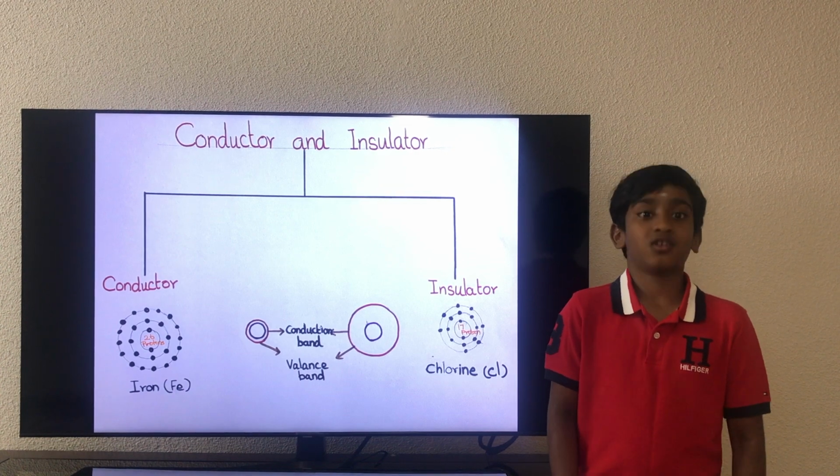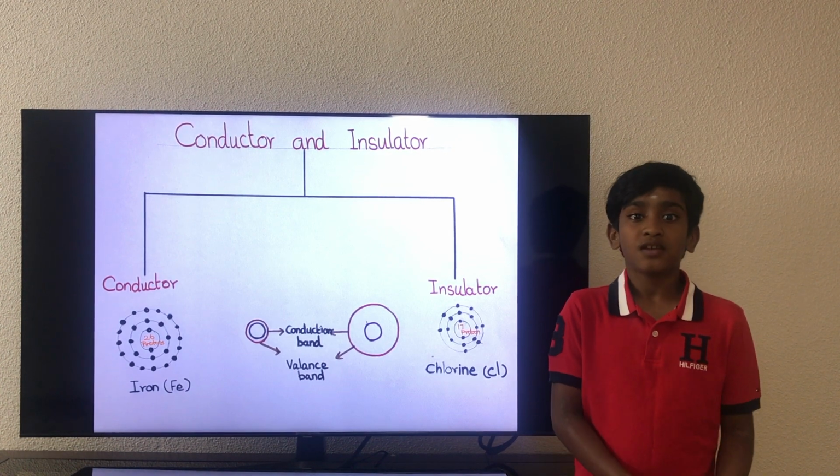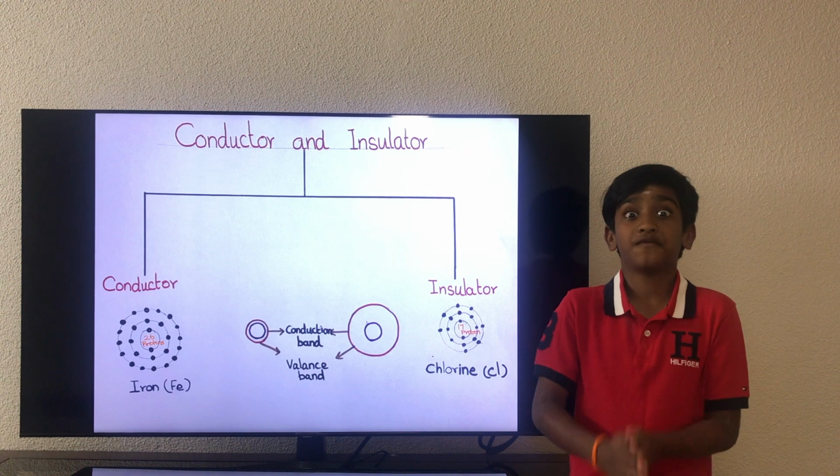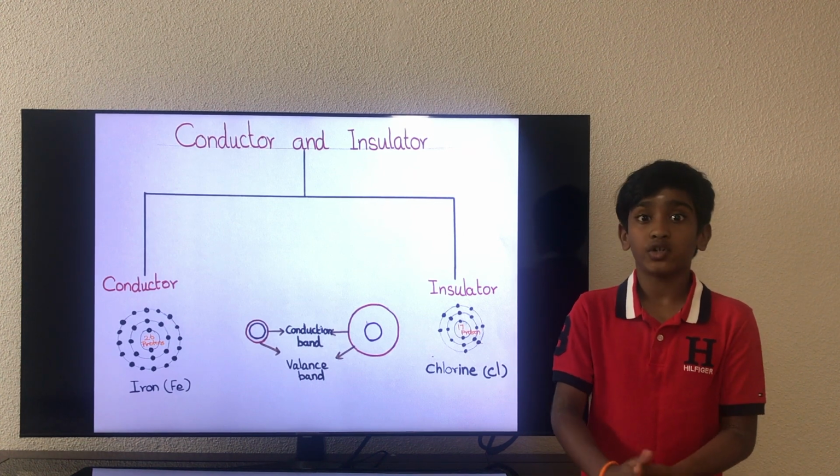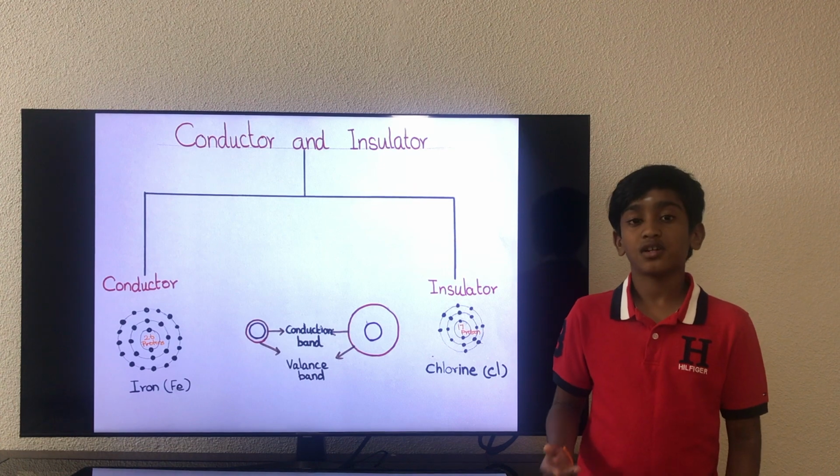Today we're going to learn about something that is used in every electronic device in the world. Do you know what that is? It's semiconductor devices. So what are semiconductors?